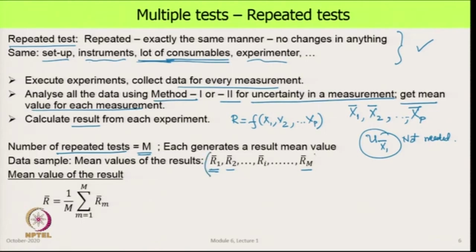So, this for us is now a sample in the statistical sense, and then we use all the techniques of statistics on this sample. So, what we do is we take all these things and calculate the mean. So, the mean value of the result is R bar, 1 upon m times the summation of every result value that we had. So, we get the mean value from the experiment. This was the individual means.